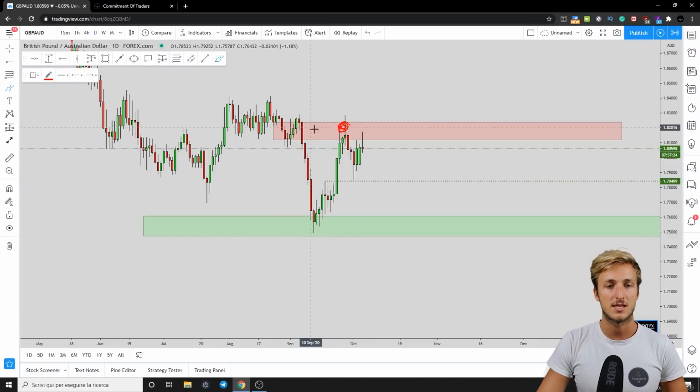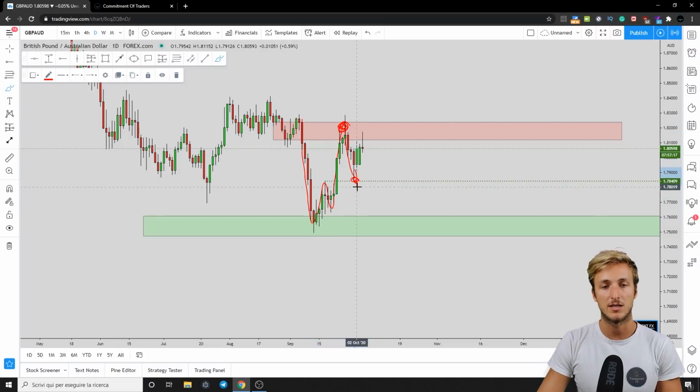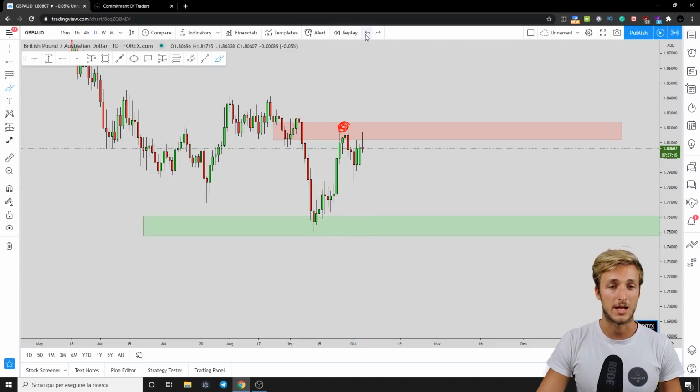In fact, what did I say? I said that the market needed to complete this W formation at this neckline, which is exactly what the market did with this nice swing to the downside.